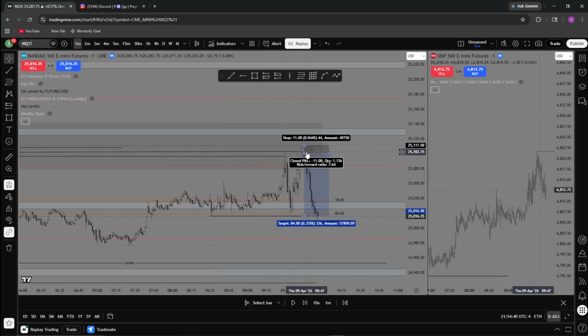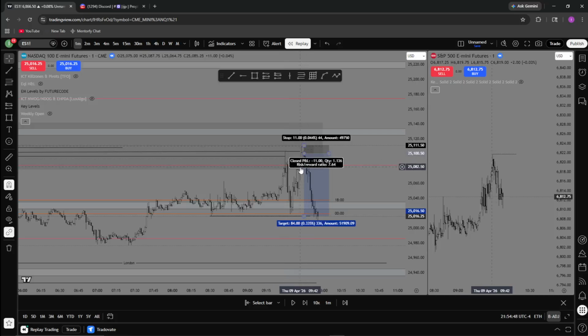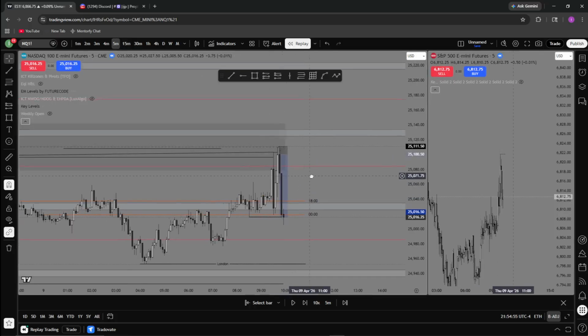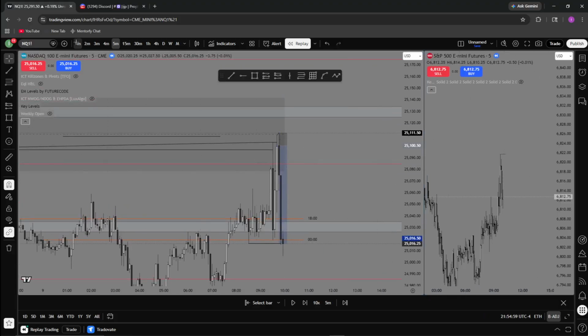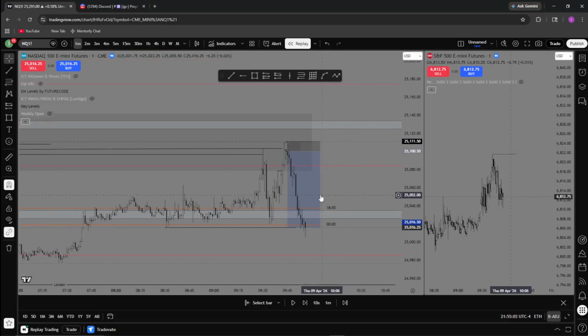I do think I would have taken this if I hadn't taken the loss prior. Now I'm not mad that I took the loss prior. I'm just saying that the loss prior affected me and made me want to wait for a 5 minute RV to enter the trade. And obviously I missed out on it, but it's something to learn from.